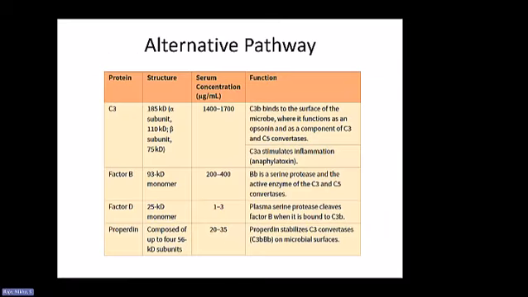Let's talk about the alternative pathway. Here are some of the proteins that take part in that: C3, factor B, factor D, properdin. Factor B is a protease; it's the active enzyme of C3 and C5 convertase. And factor D helps in cleaving factor B when it's bound to C3b. So again, an important enzyme. It is a protease that takes part in that initial activation. Properdin actually stabilizes C3 convertase on the microbial surfaces. So again, it plays a big role there.